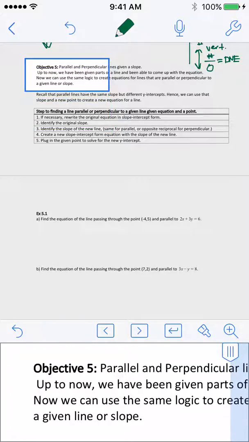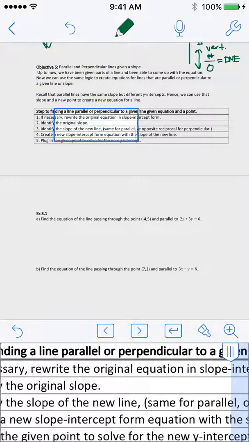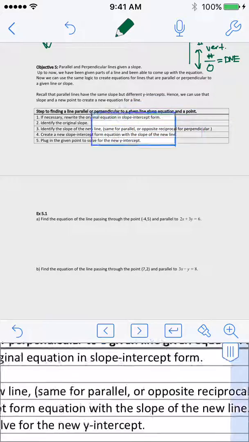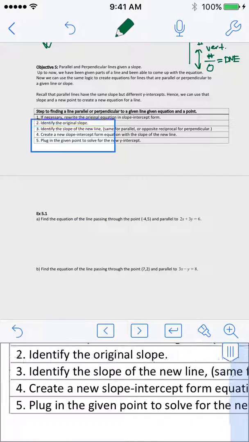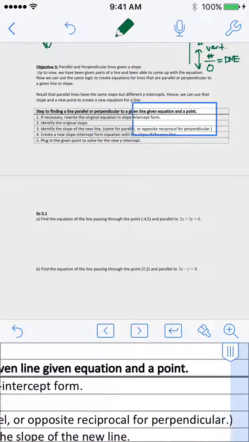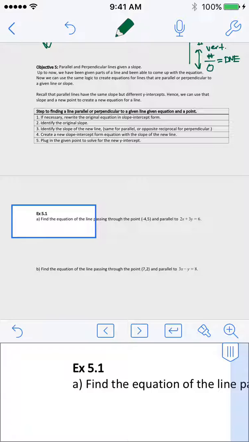Today, we're going to wrap in two concepts. We're going to talk about parallel and perpendicular, and we're actually going to find a parallel and perpendicular line given another line. So basically the steps today are written down right here. It's a nice, easy step-by-step situation, but I find it's always easier to just do an example problem, and then if something doesn't make sense or you forget a step, you can refer back to the steps to find parallel and perpendicular lines given an equation and a point. So let's just start with example 5.1.